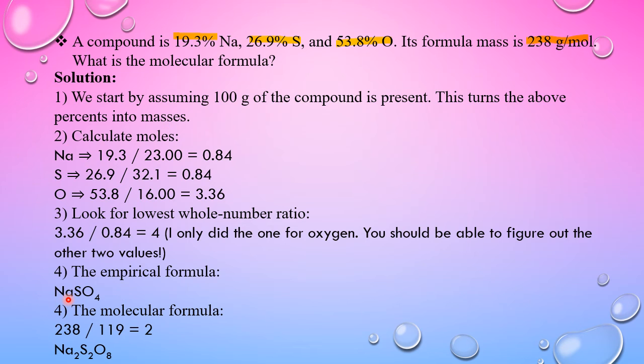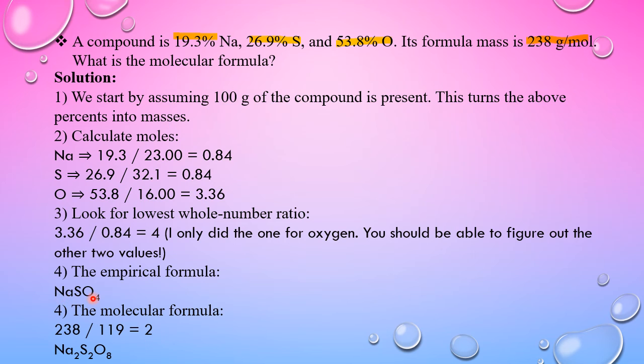Now we are going to derive the empirical formula mass with respect to the atomic masses. Na atomic mass is 23, sulfur atomic mass is 32 and oxygen atomic mass is 16. So 16 fours are 64, 64 plus 32 is 96, 96 plus 23 comes to 119. And we have your formula mass given, which is equal to the molecular mass of the given compound. So 238 divided by 119, we obtain an integral number, n equals 2.